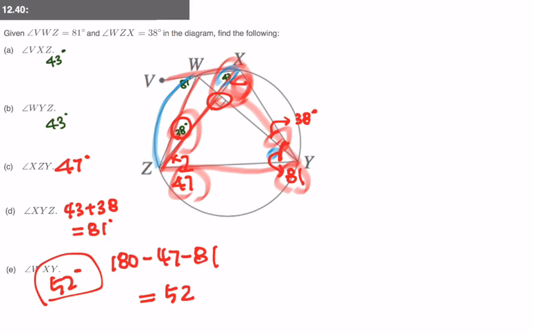So our final answer, in fact, becomes 43 adding on to 52, so we get 95. That becomes our final answer. All right.